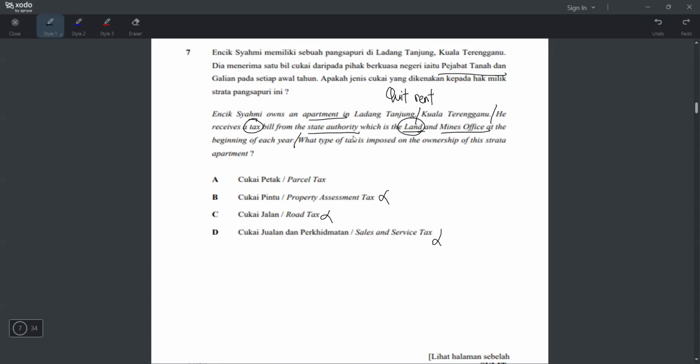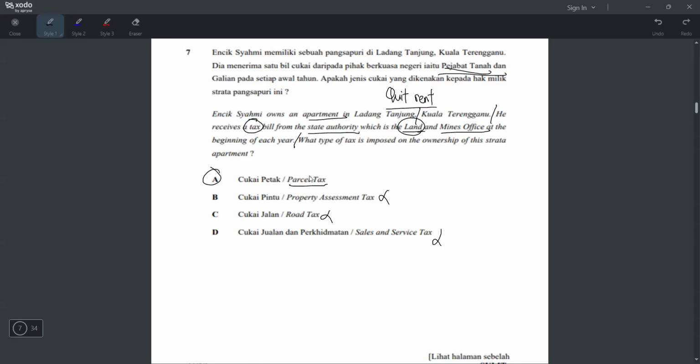The authority is the district council, the majlis daerah, for cukai pintu, not the pejabat tanah. Pejabat tanah automatic is cukai tanah. Okay, so the answer is A. But let me tell you why they never write quit rent here. Why they write parcel tax? Okay, parcel tax is same with quit rent.